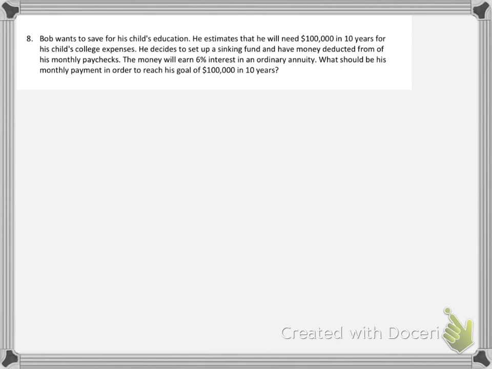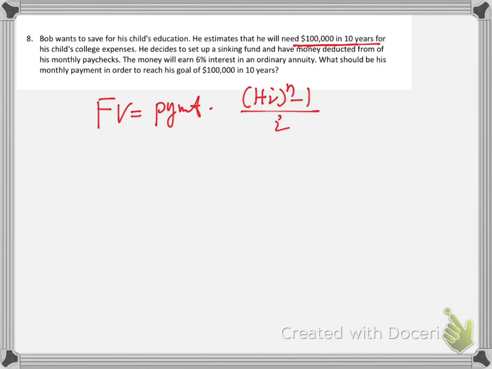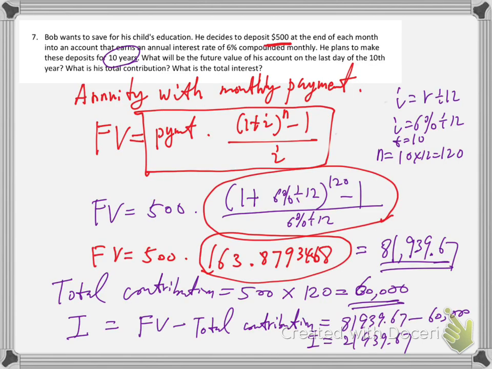Now you still want to make an annuity plan, but you don't know the monthly payment. You know your goal in 10 years is 100,000. It's the same formula, but this time you know the future value, you want to get the payment. What's number 7? Number 7, you know the monthly payment, and then use this formula, just multiply, you got the future value.